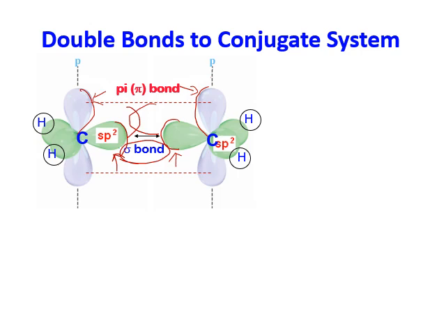The sigma bond is usually much stronger than the pi bond, so the two electrons in the sigma bond are localized and cannot move, but the electrons in the pi bond are weak, and they can move between the two carbons.